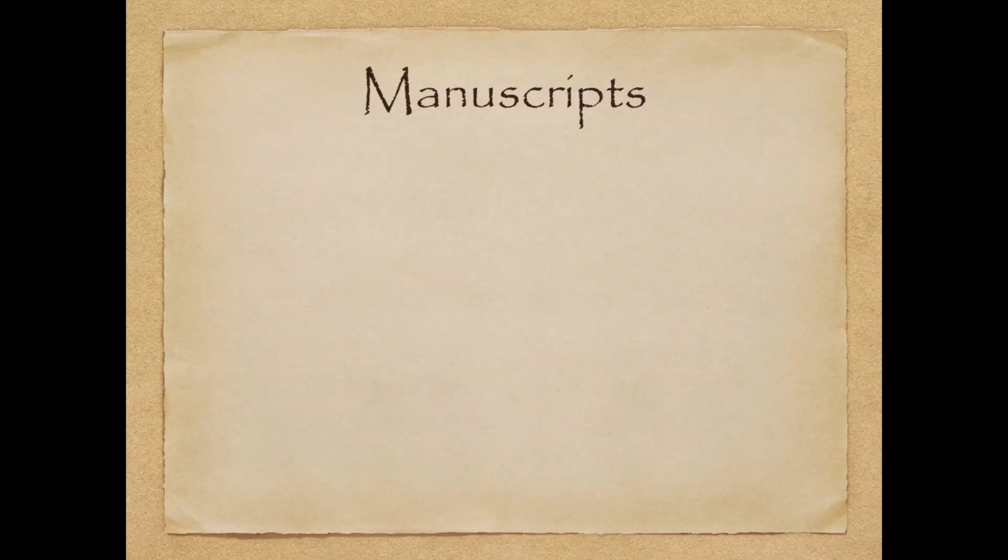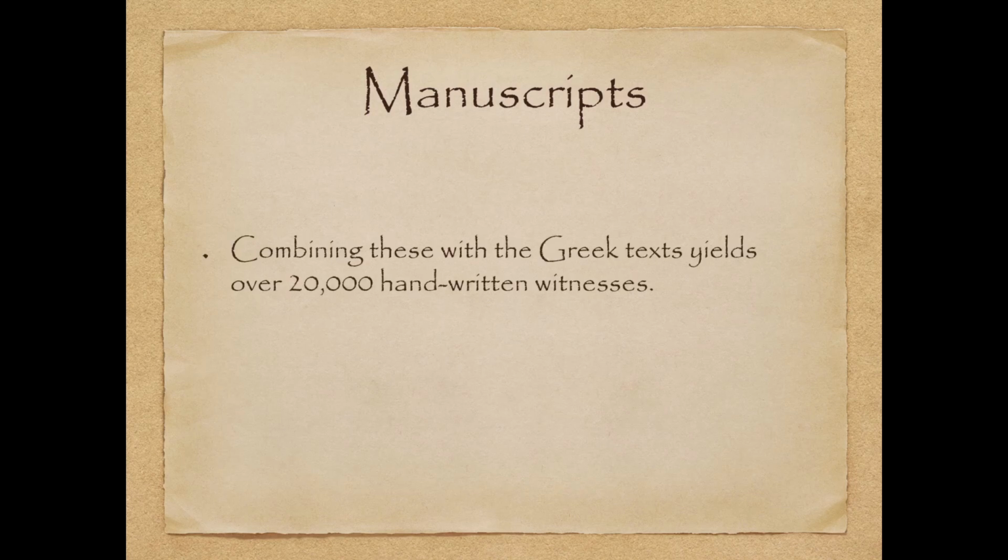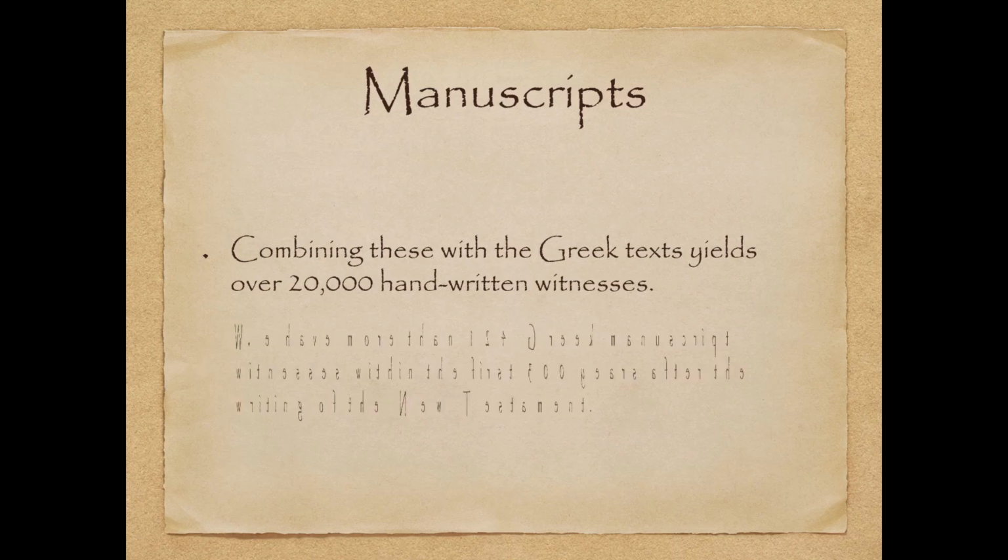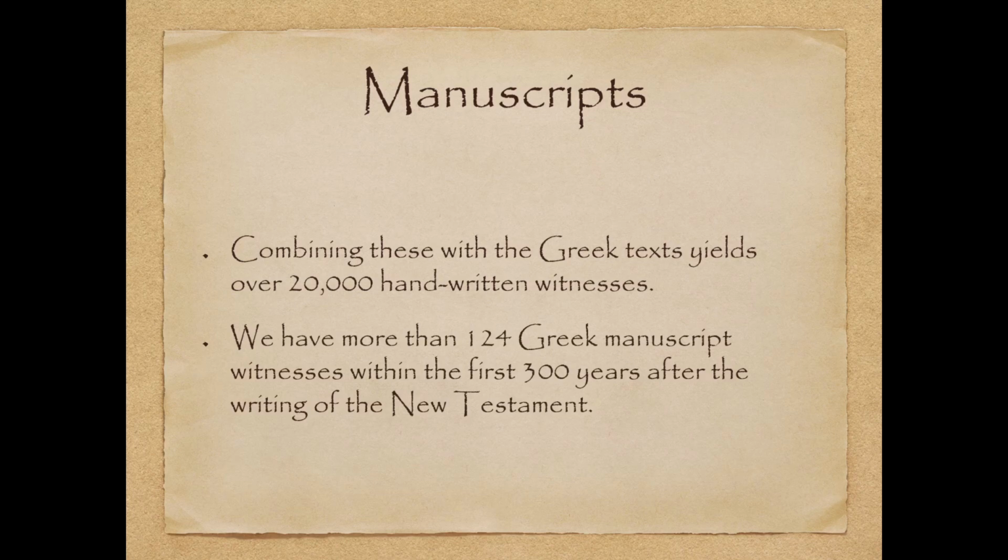Now let's talk about some of the manuscripts. Aside from the 5,700 Greek texts, we have early translations into Latin, Coptic, Sahidic, etc., that are important witnesses to the early texts of the New Testament. Combining these with the Greek texts yields over 20,000 handwritten witnesses. We have more than 124 Greek manuscript witnesses within the first 300 years after the writing of the New Testament. That is far more than any other work of antiquity.